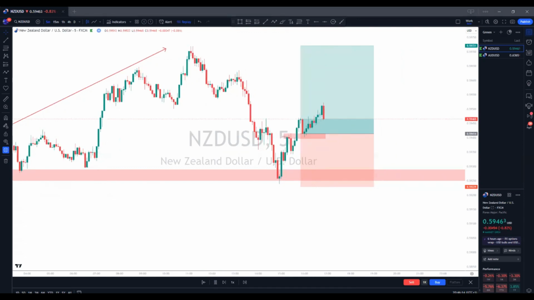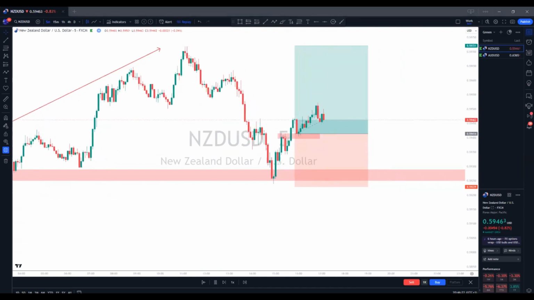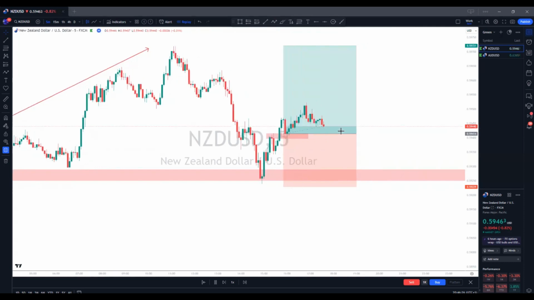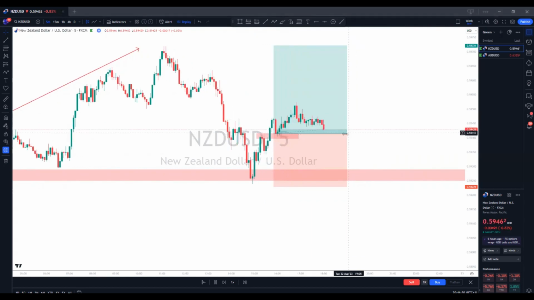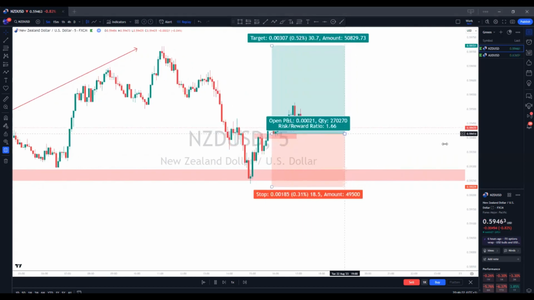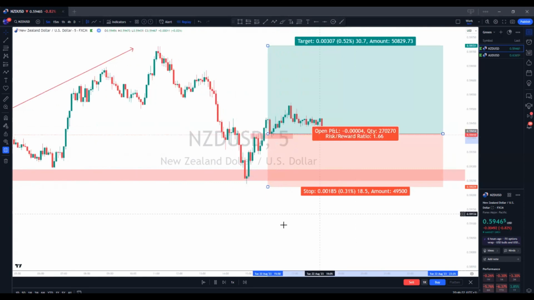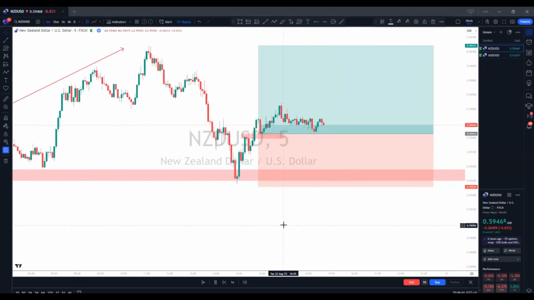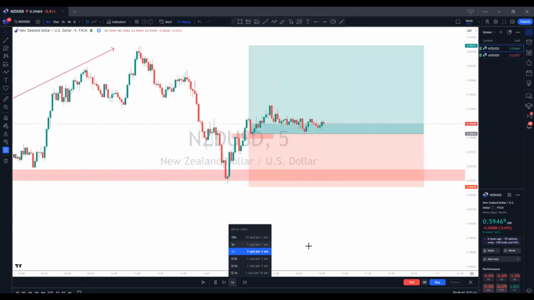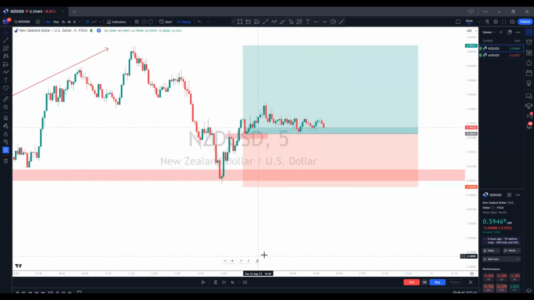Kessler just said change of character on the lower time frame. Honestly, as long as we understand that we're looking for a reversal on the lower time frame, do you get the main thing? We're looking for that sign that the buyers have started entering the market. Do you guys understand? So let's see how this one played out. Let me increase the time and zoom in.